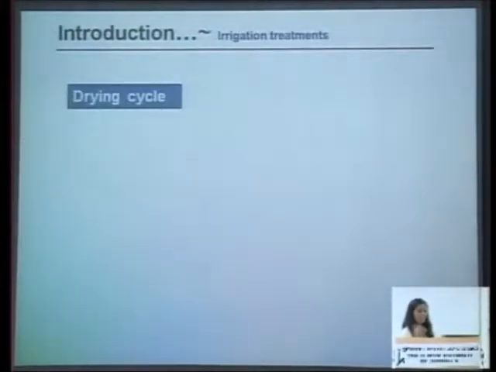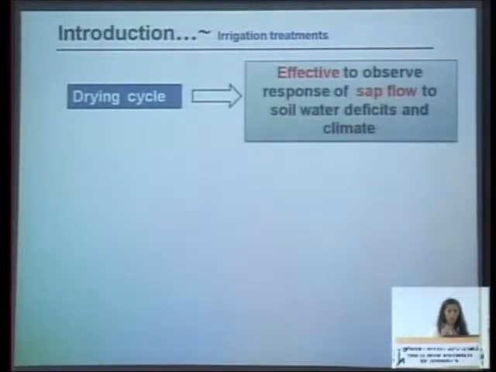As I told, the sap flow in response to different irrigation treatments. The irrigation treatment that we are going to use is the drying cycle. The drying cycle means we are going to restrict the amount of water at a certain stage of fruit development, so that it will not affect the yield and quality of the fruits. And it is effective to observe the response of sap flow to soil water deficiency and climate.